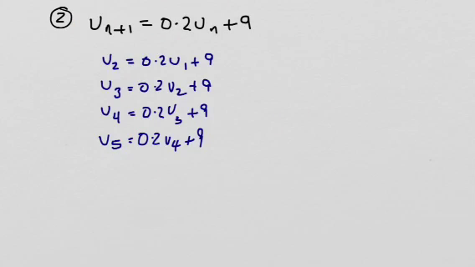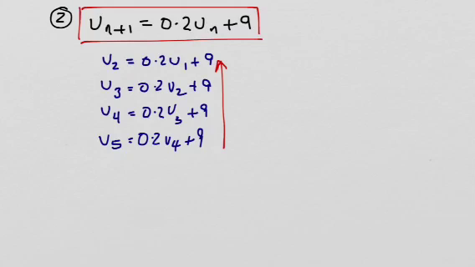Question 2, the recurrence relation: u(n+1) is 0.2 of un, add 9. Now the recurrence relation means that u2 is equal to 0.2 of u1 plus 9, and then similarly u3 is 0.2 of u2 plus 9, u4 is 0.2 of u3 plus 9, and u5 is 0.2 of u4 plus 9. Now I'm going to work backwards from the u5 one so that I can find u3. So I can find this one here.